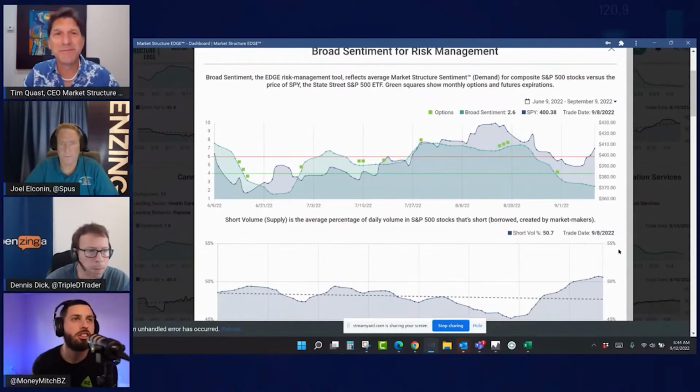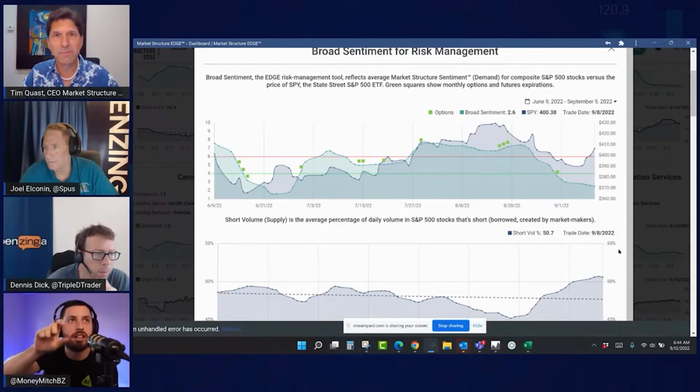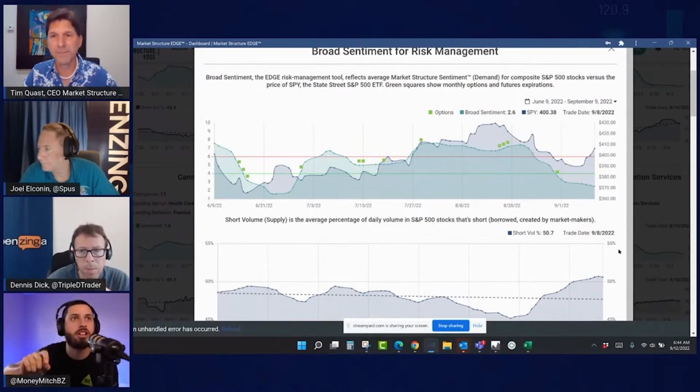Real quick question, just Tim, if you could say kind of quickly, a quick explanation for me. What should we think about when we see a broad sentiment divergence from the price there? So you see a broad sentiment coming down, but the SPY still coming up.